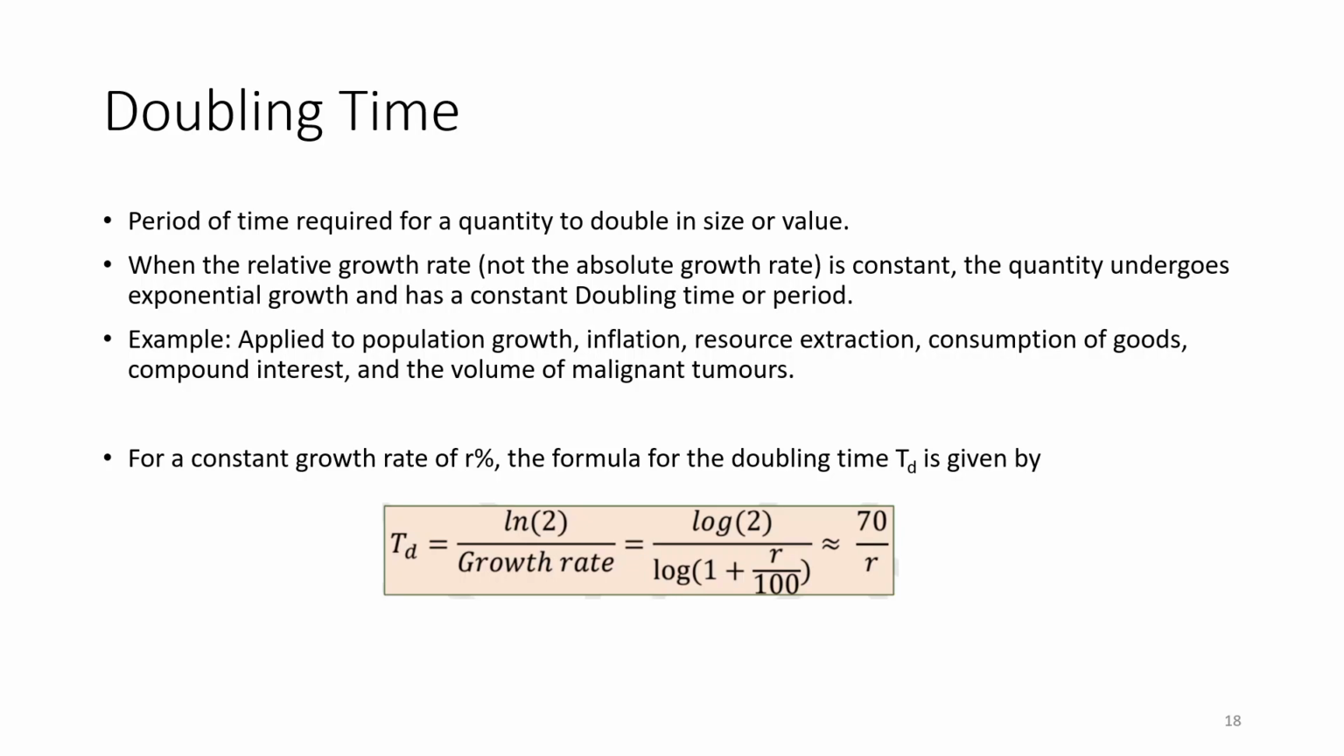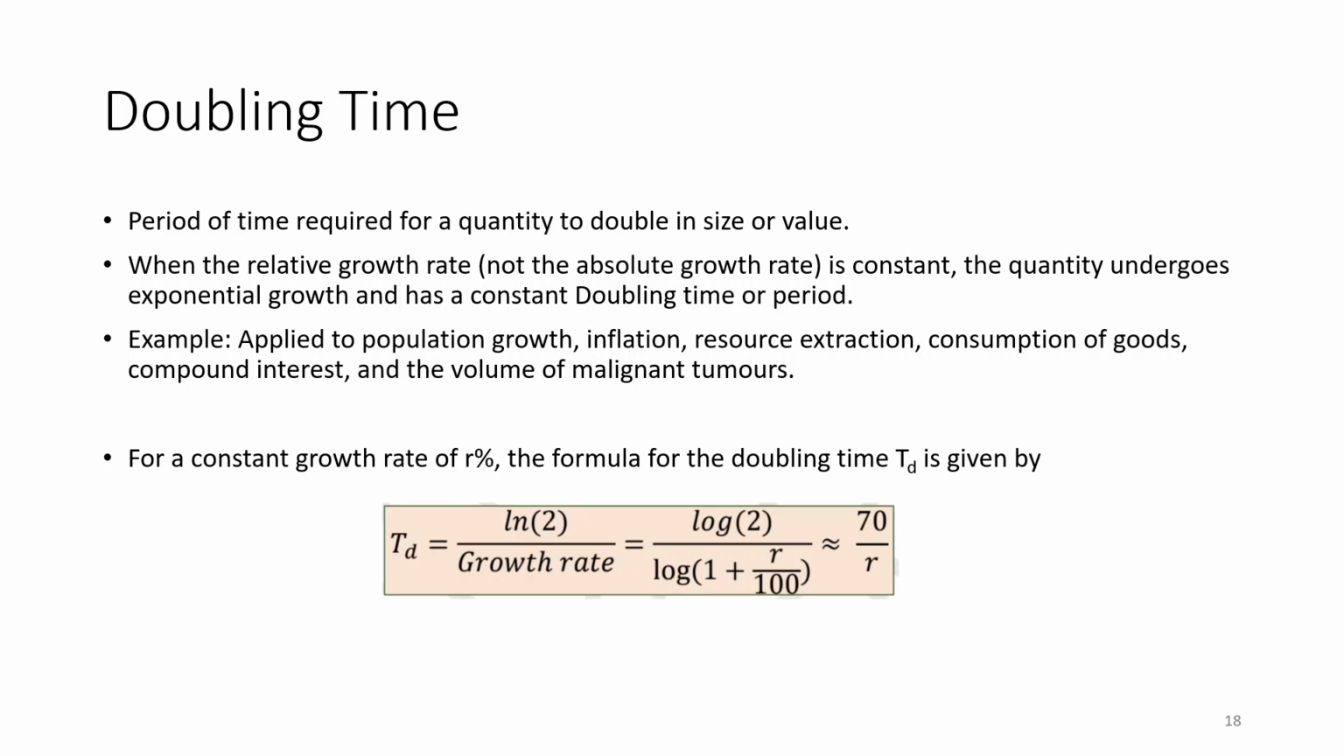Next up, you have doubling time. It is basically the period of time that is required for a quantity to double in size or value. When the relative growth rate, not the absolute growth rate, is constant, the quantity undergoes exponential growth and has a constant doubling time or period. Examples are population growth, inflation, resource extraction, consumption of goods, compound interest, and volume of tumors.